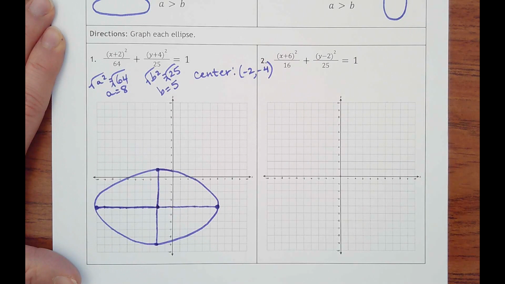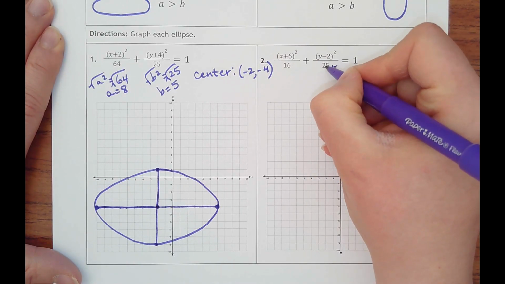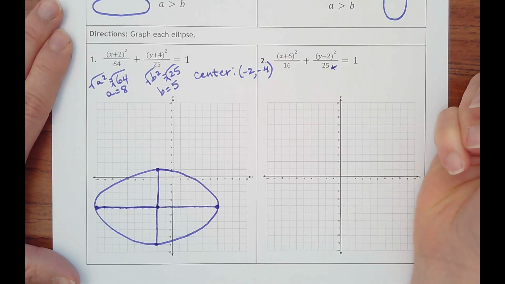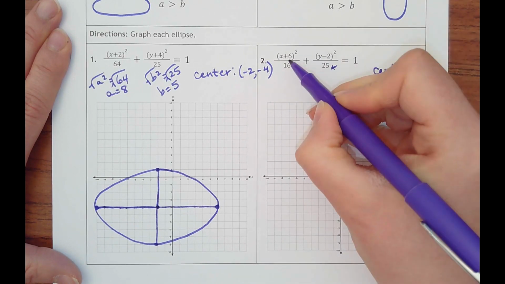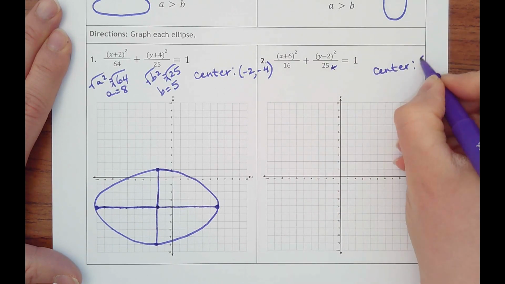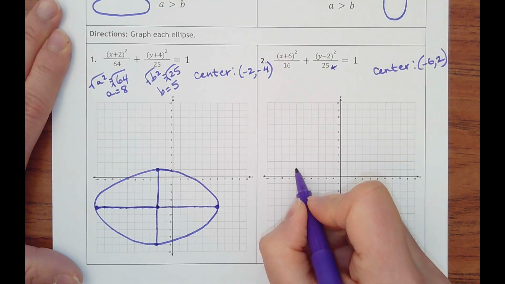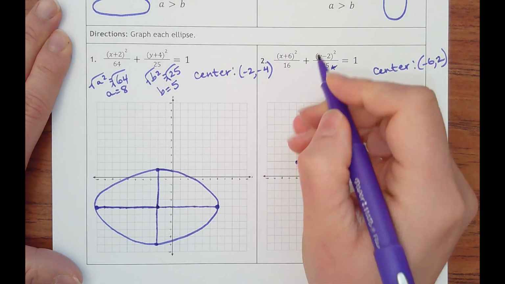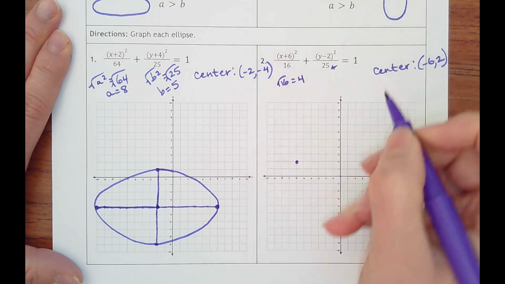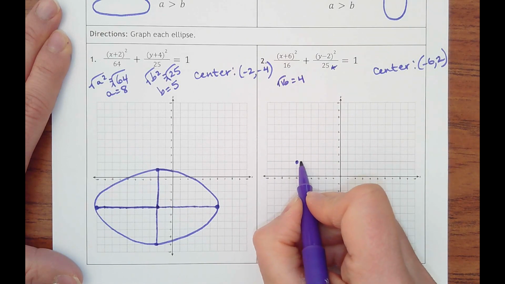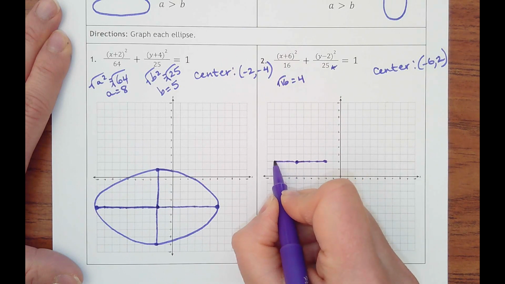Let's try number 2. So notice this time that this will be my a value. Really, I don't need to worry about it a whole lot. All I need to know is I'm picking out my center, which would be -6, 2, right here. And then I'm going to square root 16. So that's 4. That's going to change in the x direction. So horizontally, I need to go 4 units to the right and to the left. 1, 2, 3, 4. 1, 2, 3, 4.